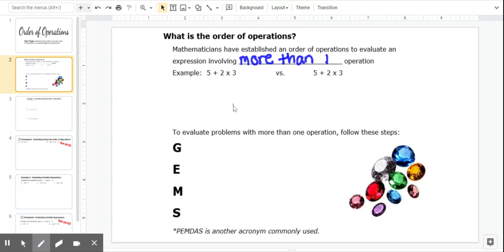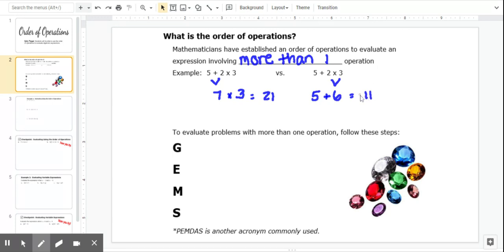If we were in class right now and I gave you the following problem, 5 plus 2 times 3, some of you would solve it like this. You would do the 5 plus 2 first and get 7, and then multiply it by 3 and get 21. Others of you would have solved it doing the 2 times 3 first to get 6, and then you would have added on that 5 to get 11. So even though I gave you the same problem, some of you would have told me the answer was 21, and some of you would have told me the answer is 11.